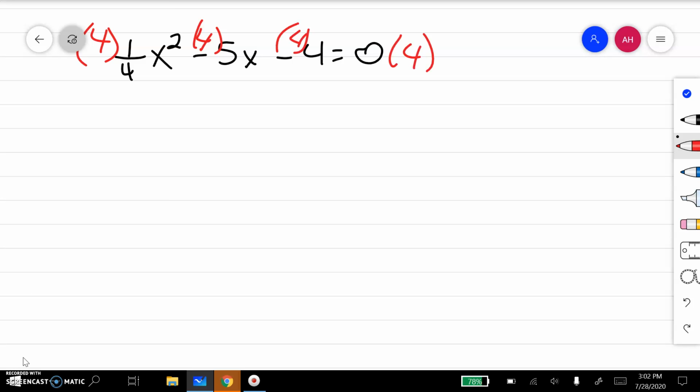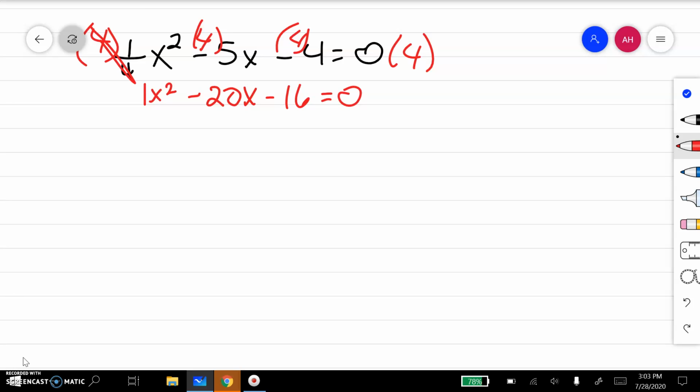So I'm going to multiply each term by 4, even the ones that don't have fractions. Okay, the 4s in the first one cancel out. That's the reason we do it. So we just have 1x squared minus 4 times 5x is 20x minus 4 times 4 gives us 16, and then 0 times 4 gives us 0. Then we're ready to do the quadratic formula.